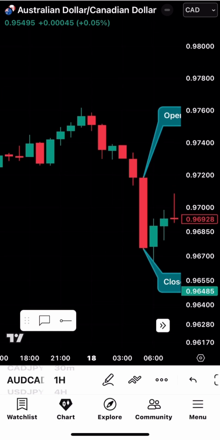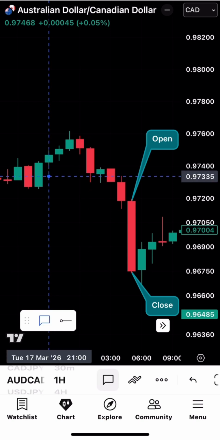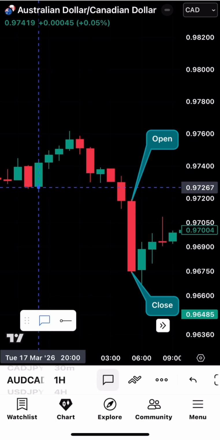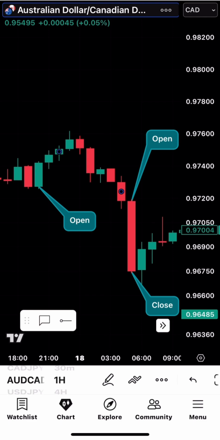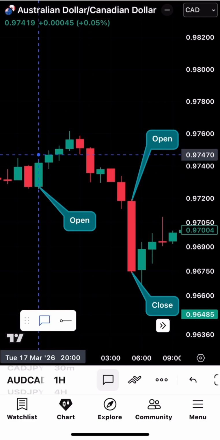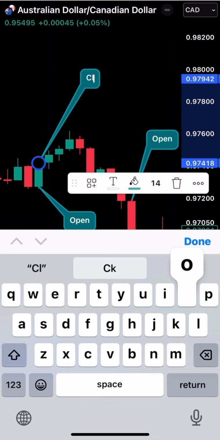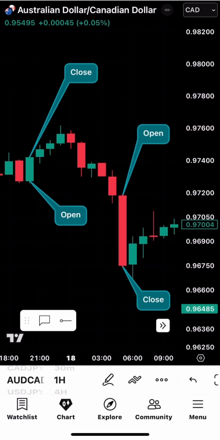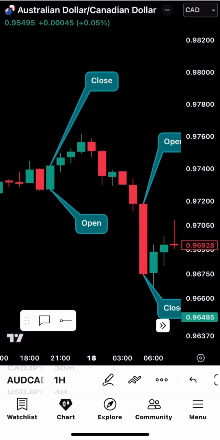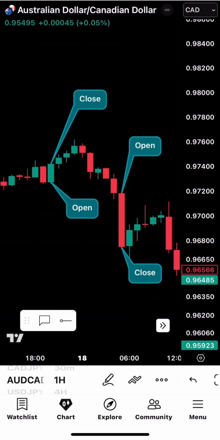I'm going to take some green candles so I can show you guys where the open and close is. So for this green candle and all green candles, the opening is down here and the close is up here. So you might be asking yourself, why is it that bearish candlesticks, the red, have an opening at the top and a close at the bottom, yet green candlesticks, bullish candlesticks, have an opening at the bottom and a close at the top? Why are they opposite?